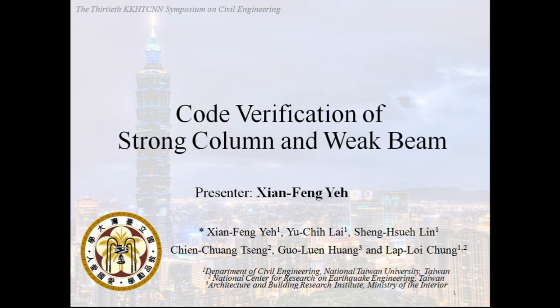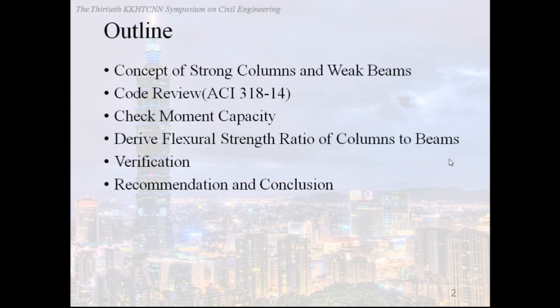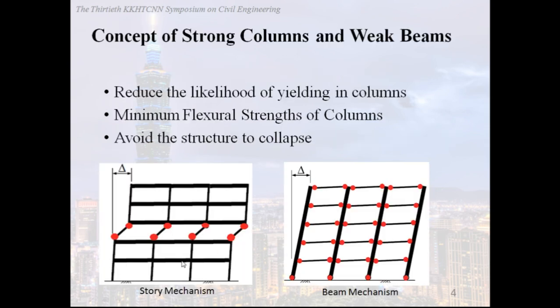And the topic to be introduced today is code verification of strong columns and weak beams. First of all, we will explain the concept of strong columns and weak beams. Here, there are two patterns of failure mechanism below. The first one is story mechanism, and the second one is beam mechanism.